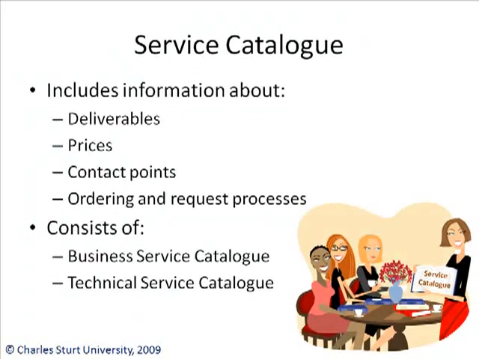The service catalog includes a whole bunch of information, including, for example, deliverables. So what is the service? What does it contain? What about the price for the service? Who are the contact points? And what type of ordering and request processes do I need as a customer to follow if I want access to the service? Well, the service catalog typically consists of two key parts. The so-called business service catalog component and a technical service catalog component. The business service catalog component is the part that is visible and accessible to the customers and users, whereas the technical service catalog component is more visible and accessible to IT internally.